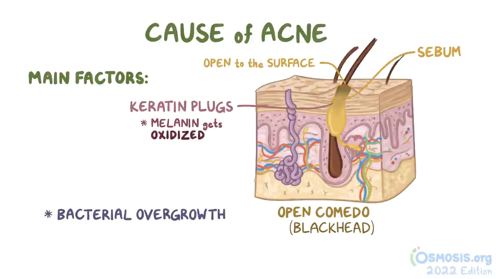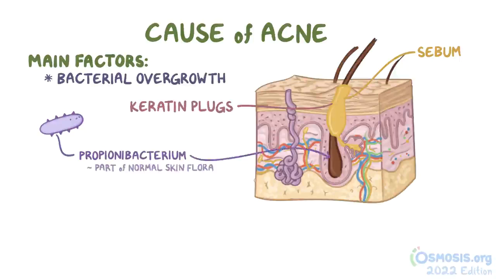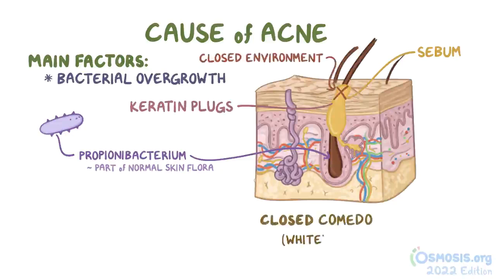Now, the third factor to consider in acne is bacteria, like Propionibacterium, which are always living within the follicles. Normally, these bacteria don't cause any problems. They're part of the normal skin flora. But if the hair follicle gets completely plugged up with keratin plugs and sebum, then it creates a closed environment, and it's called a closed comedo, or a whitehead.